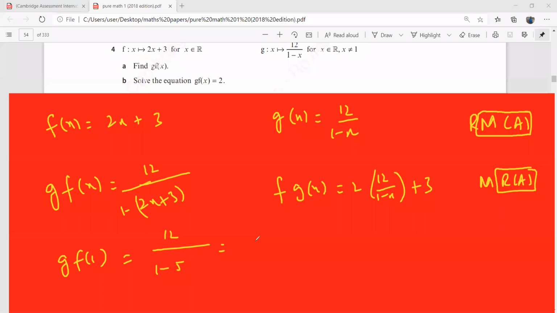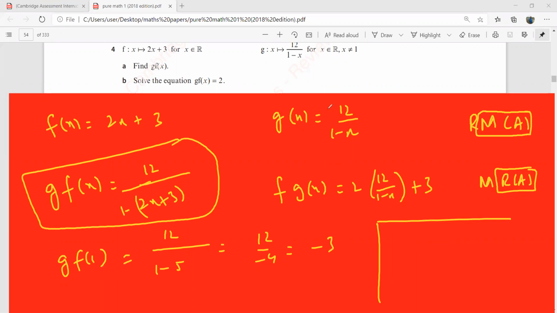So that is going to be 12 over minus 4. That is going to be minus 3. Now g f of 1. Some clever students, what do they do when they have to find g f of 1? They don't find this. They say, okay, let me find f of 1 first. f of 1 is going to be 5. And then when you find g f of 1, that simply means you have to find g of 5.